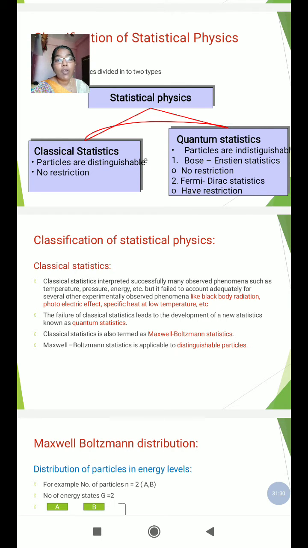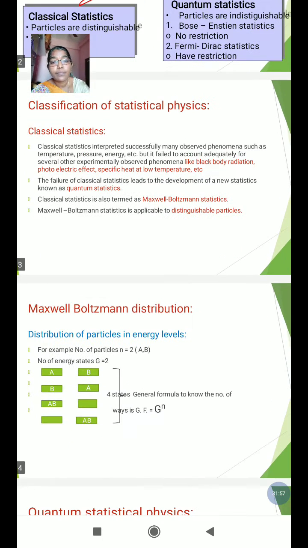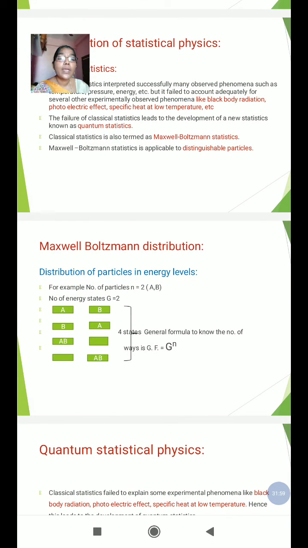It will explain all the quantum mechanical experiments like black body radiation, photoelectric effect, Compton effect. All these are explained by quantum statistics. Classical statistics is explained by Maxwell Boltzmann statistics, so this is also termed as Maxwell Boltzmann statistics. Let's see how the particles are distributed in the energy states in Maxwell Boltzmann statistics.